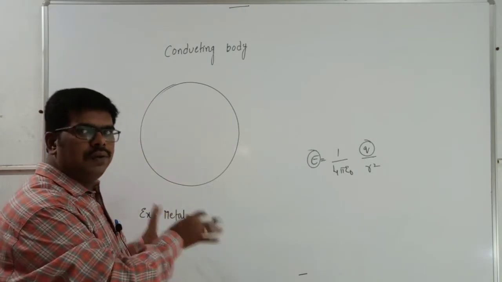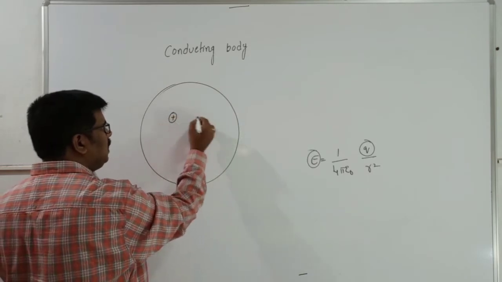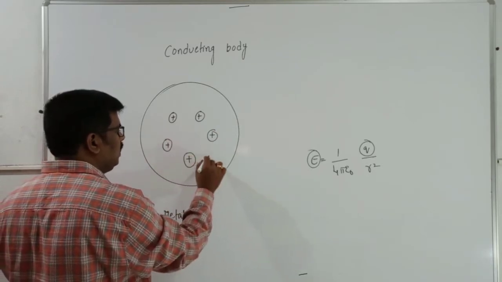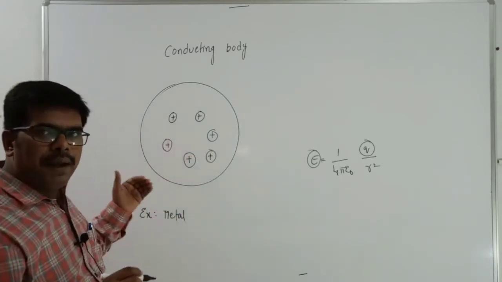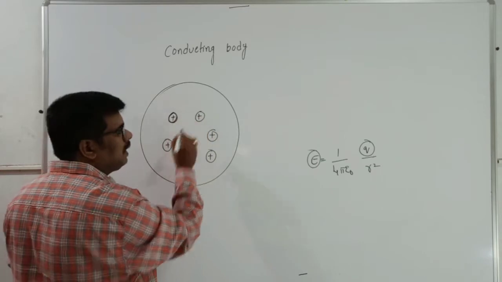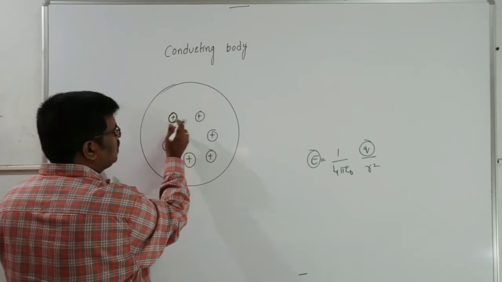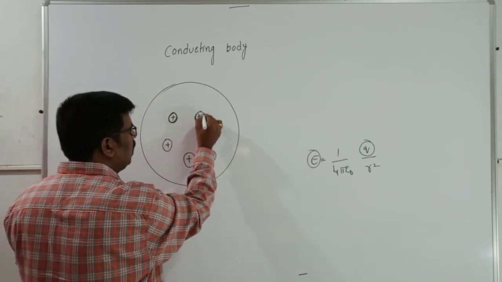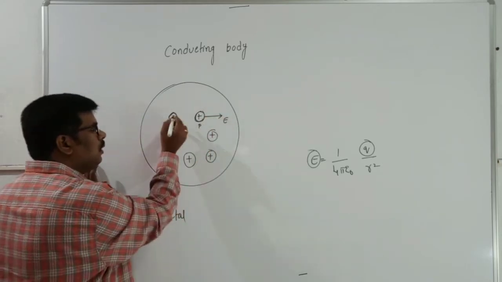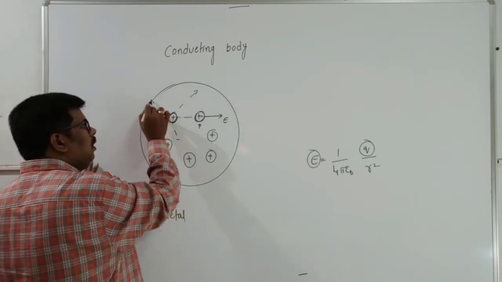So why should it be 0? Let us discuss it. Let us assume that charges are present inside. Then what will happen? This charge will produce an electric field around it, radially outwards. So at this point P, the electric field intensity is away from it. The electric field produced by this charge acts radially in all directions.